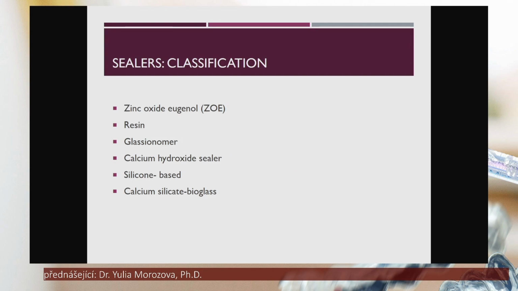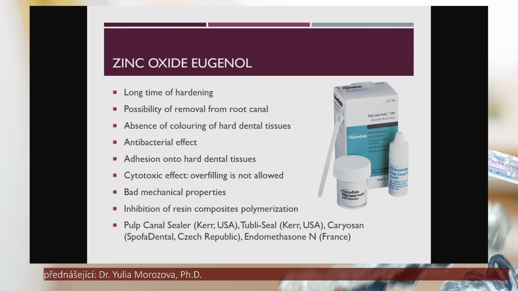So, which sealers are available nowadays? Here we can see the list of most useful. So we can use zinc oxide eugenol based sealers. We can use resin based sealers. We can use GIC based sealer, calcium hydroxide based sealer, silicon based sealer, or calcium silicate, so-called bioglass sealers. So, let's say some words about different groups of the sealers.